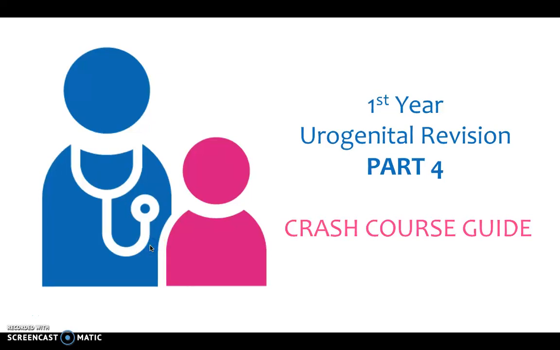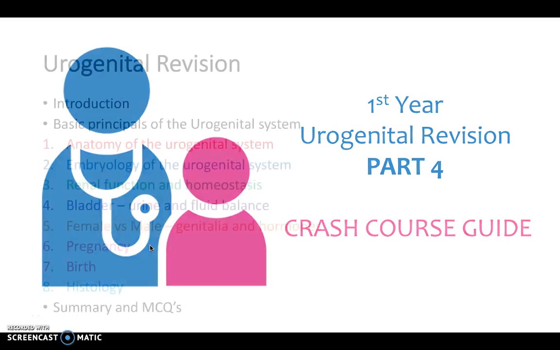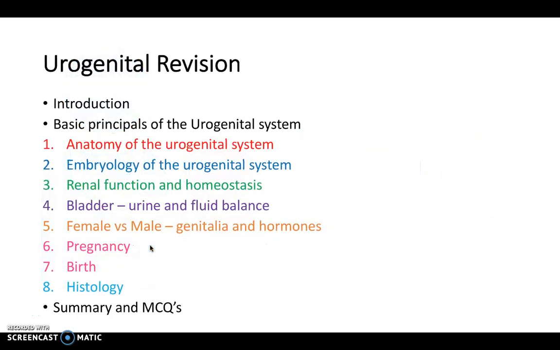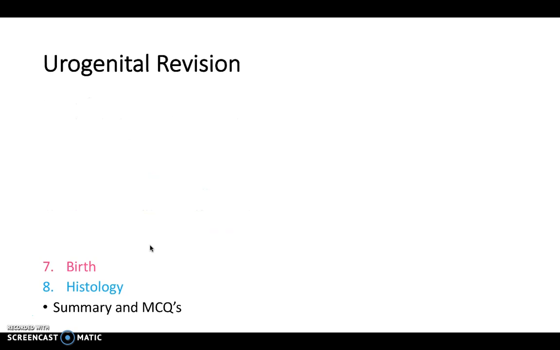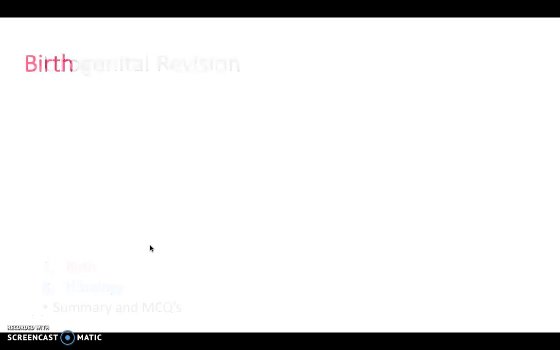Hello and welcome to the fourth and final part of the Anatomy and Physiology video series for the urogenital system. In previous videos we've taken a look at some of the anatomy and embryology of the urogenital system as well as renal function and the bladder. In the previous video we started to look at the differences between the male and female genitalia and hormones and the pregnancy process as well. In this video we're going to take a look at the actual process of birth and finally finish with a little bit of histology and some multiple choice questions to test what you've learned over these videos.